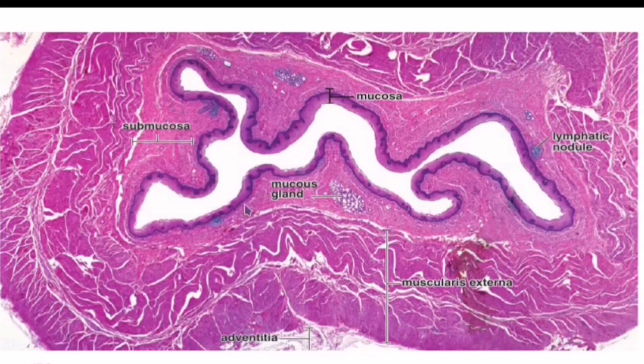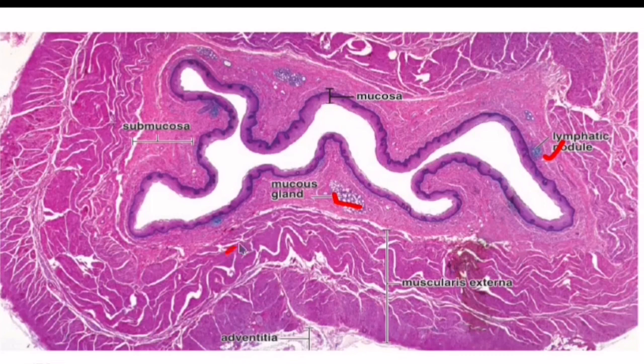Alright, so this is a micrograph of the esophagus. We can see here the esophagus presenting a branched appearance in its normal collapsed state, right? And then we can see this stratified squamous epithelium. We can see the submucosa here with mucus glands and then lymphatic nodules in the submucosa. Okay, then the muscularis externa is visible here.